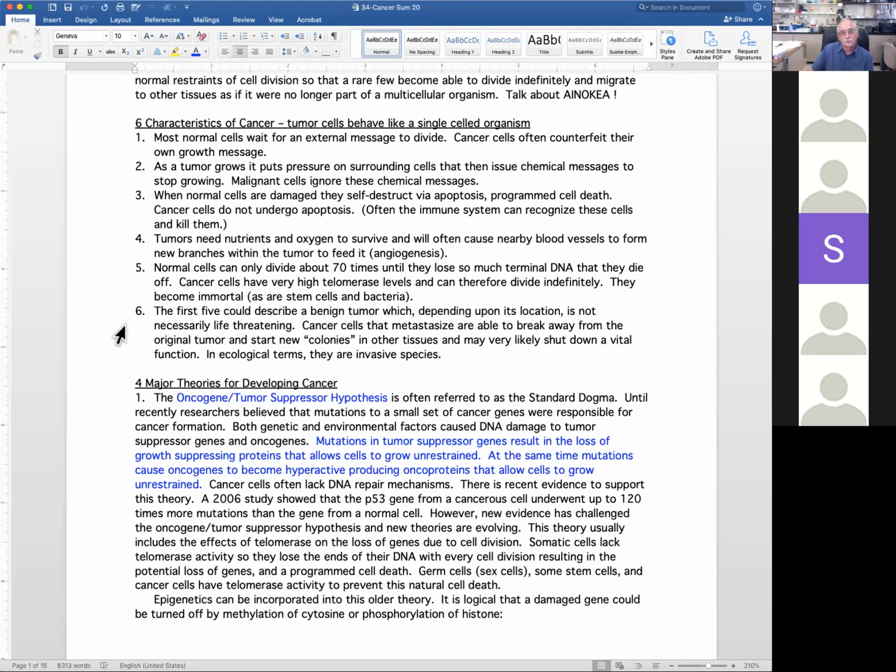So the first 5 could describe a benign tumor, which may or may not be life-threatening. The cancer cells can also metastasize, which means that some cells will break away from the original tumor, maybe push their way between the cells that make up a capillary, get into the capillary, go off and colonize another tissue.